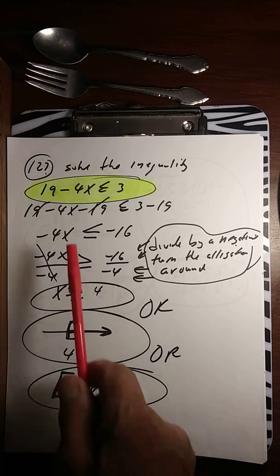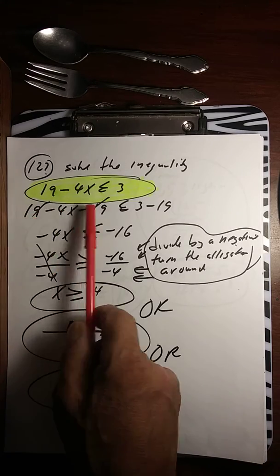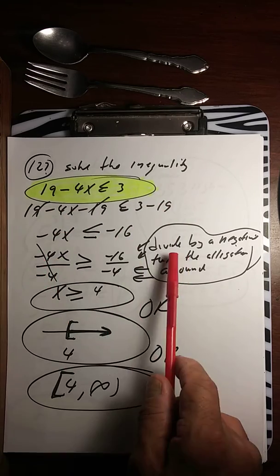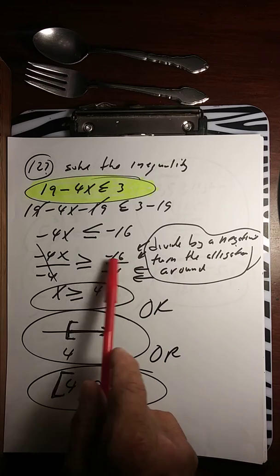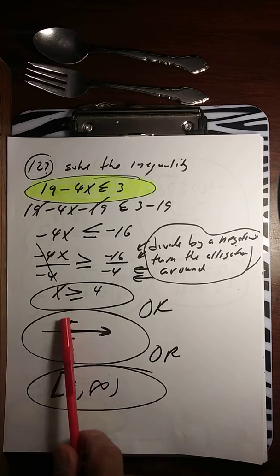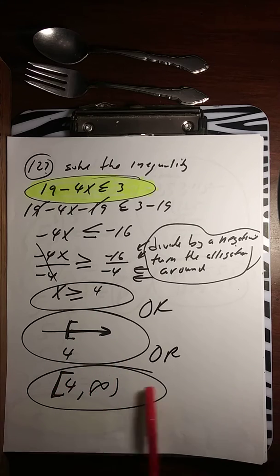Solve the inequality. Minus 19, this is gone. So you have -4x less than or equal to. Now divide by -4. Divide by a negative, turn the alligator around. So x is greater than or equal to 4. Negative by negative is positive. Including the 4, to infinity.